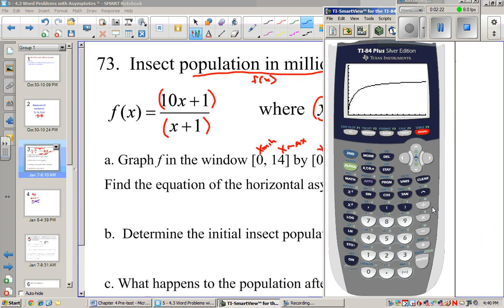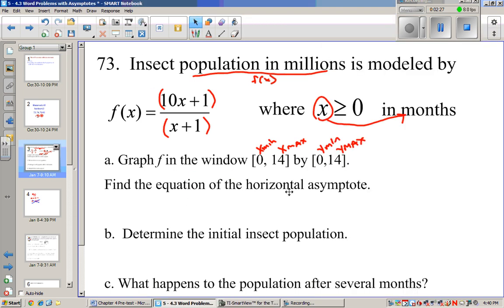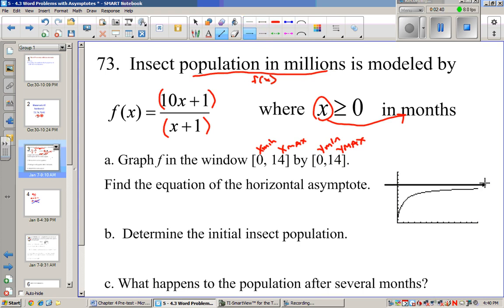All right, so here's our graph. And as we go along here, we're asked to find the equation of the horizontal asymptote. Let me just grab this graph down here. I want you to see that there seems to be a horizontal line that we're not going past. It's somewhere along here where it's approaching some horizontal line, and I want to see what that line is.